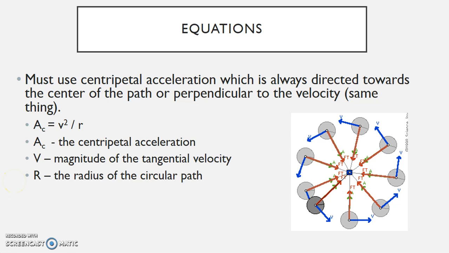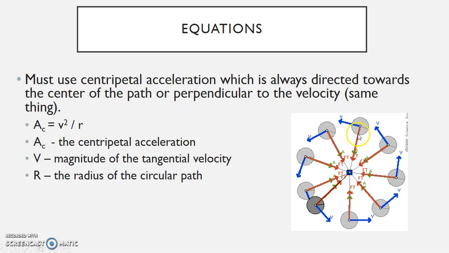So first, you must use centripetal acceleration, which is always directed towards the center of the path or perpendicular to the velocity, which means the same thing. So that's what we were just talking about on the previous slides. Specifically, the centripetal acceleration is equal to the velocity squared divided by r, and that r is the radius of the circular path of the object. Again, remember that the velocity is the magnitude of the tangential velocity, which is just what I showed you on that previous slide.